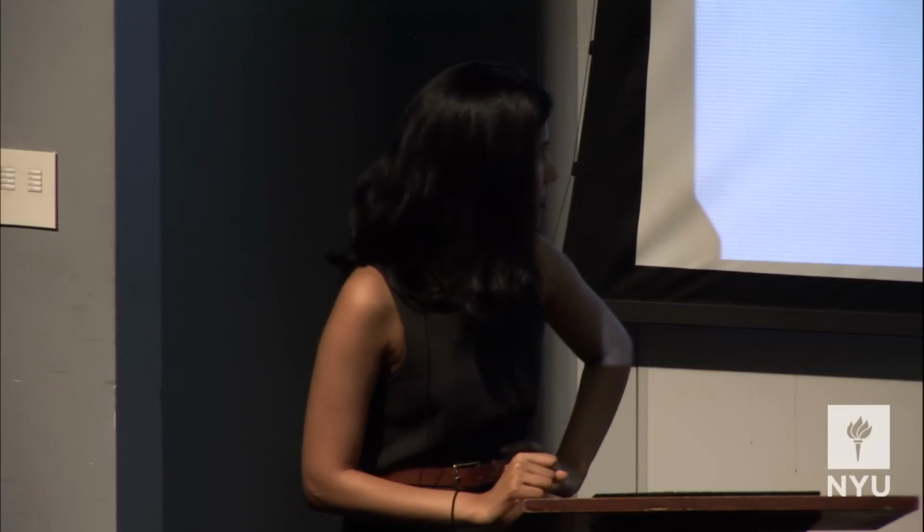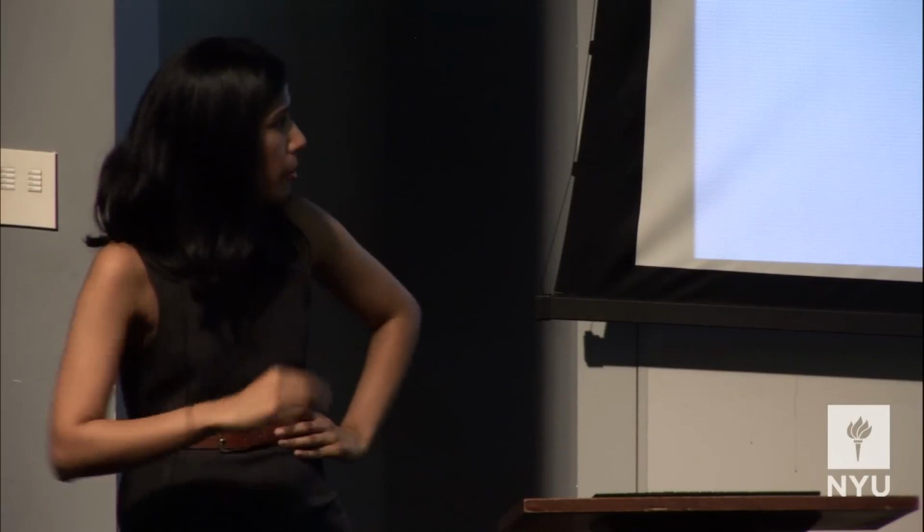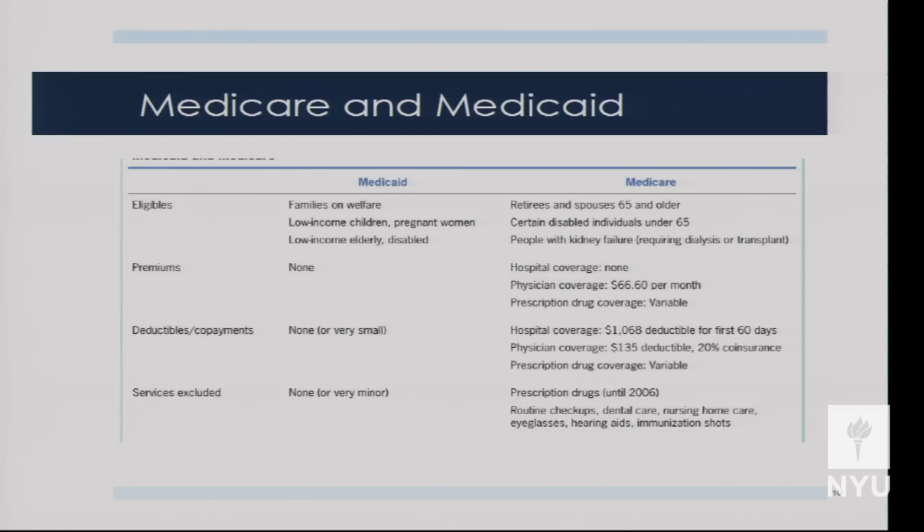Because there's variability across insurance companies in exactly how the program works, premiums vary for drug coverage. When it comes to deductibles and co-payments, hospital coverage has roughly a $1,100 deductible for the first 60 days you're hospitalized. Physician coverage is a $135 deductible and 20% coinsurance. Coinsurance just means whatever it costs, you're liable for a fifth of it. And prescription drug deductibles and copayments vary across insurance providers.